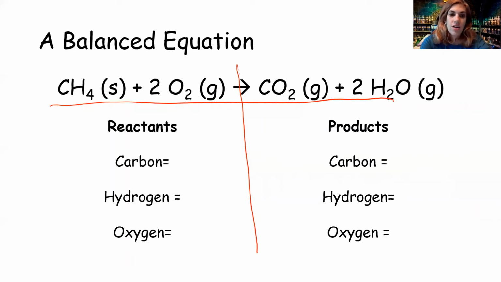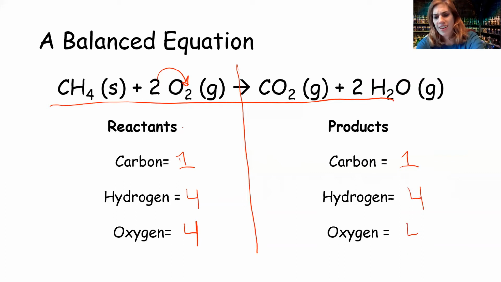For example, in this reaction, I have 1 carbon atom. I have 4 hydrogens. And once again, this 2 distributes, and I have 4 oxygens. I'm going to do the same thing over here. I'm going to rush through this actually, because as I'm writing, I'm realizing it's the exact same problem that I gave you guys earlier. Sorry about that.